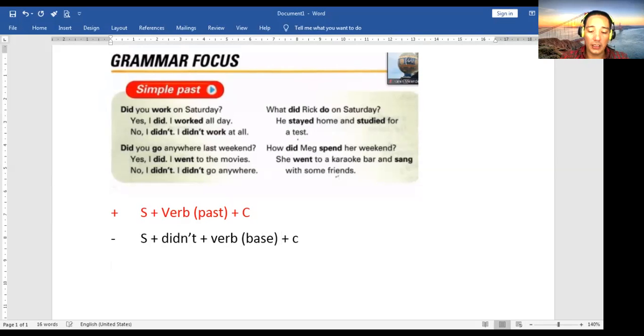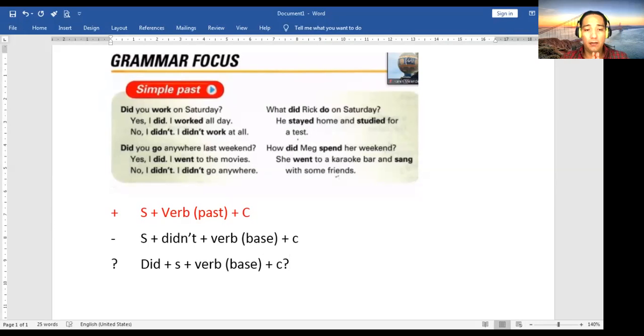Y lo que vimos el día de hoy, ¿cómo se hace una pregunta? El auxiliar viene al principio, como en toda pregunta cerrada, luego viene un sujeto, el verbo en su forma base. Recuerden que eso está siendo grabado y lo van a poder ver en YouTube también. ¿Ok? Y luego el complemento. No se les olvide el question mark.